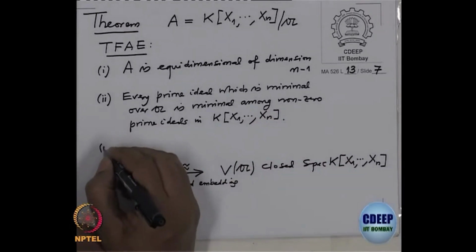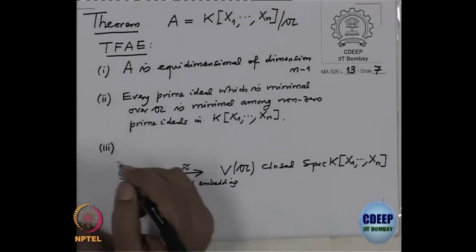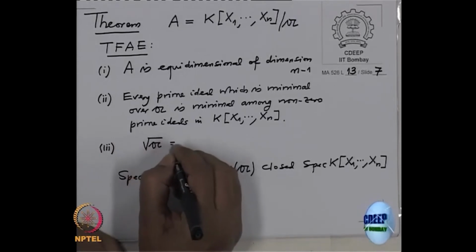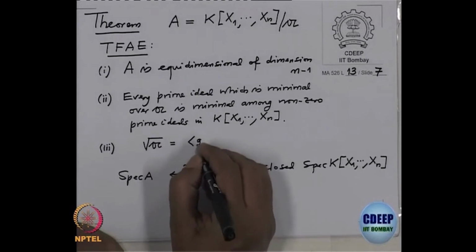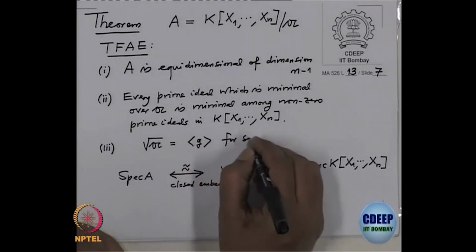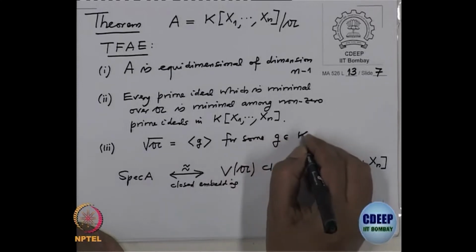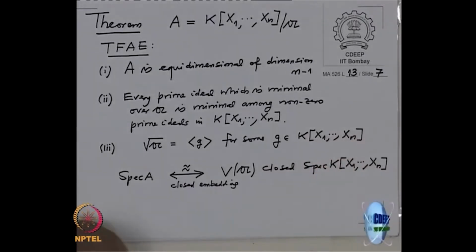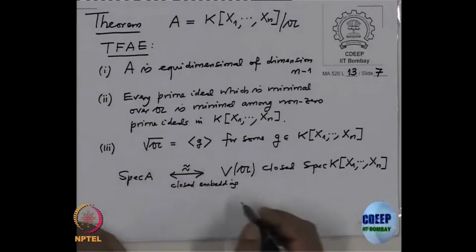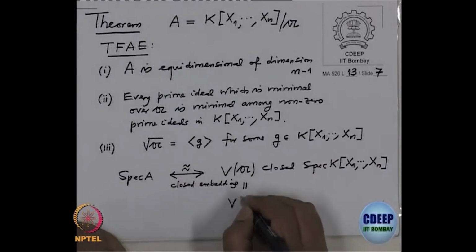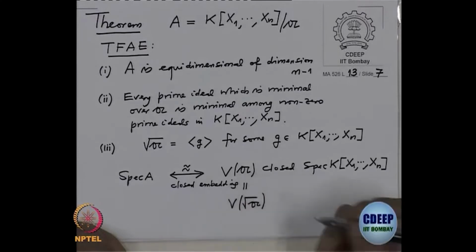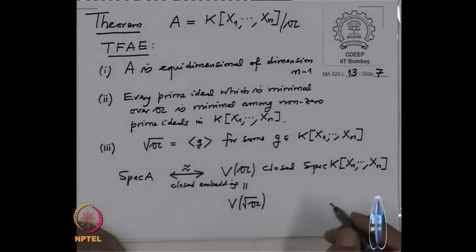Okay. Third one: the radical of the ideal A is generated by a single element, for some g in the polynomial ring over K. So, that means V of A will not change if I go to the radical ideal. And if you have proved this, that will mean that this is defined by one equation. So, that is a hypersurface. Such a thing is called a hypersurface.